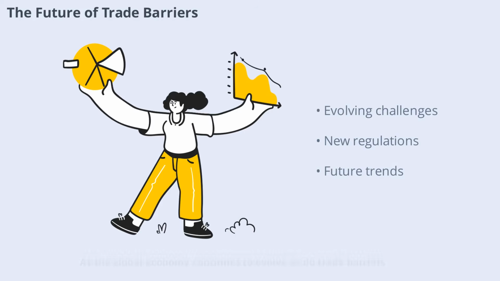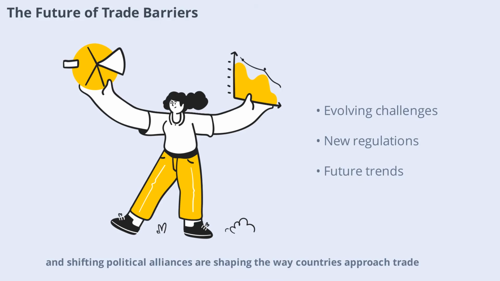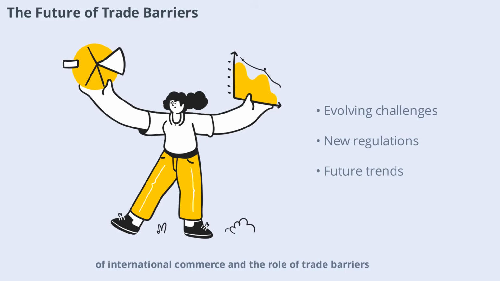As the global economy continues to evolve, so do trade barriers. New challenges like climate change, cybersecurity, and shifting political alliances are shaping the way countries approach trade. Understanding these trends can help us anticipate the future of international commerce and the role of trade barriers.